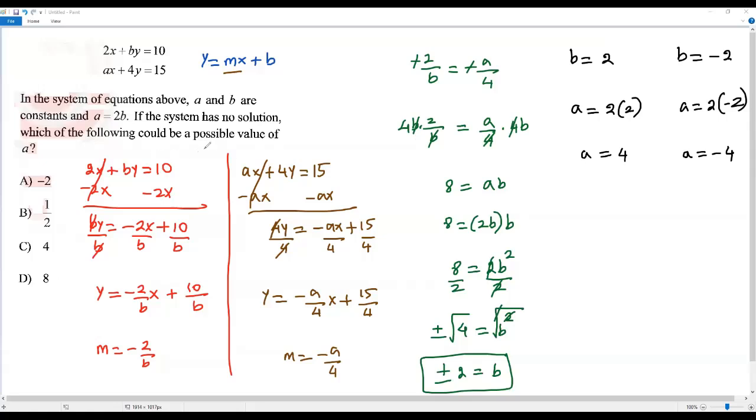But the question asks us to find a possible value of a. So when I look at all the four options, I find the value 4 in option C. So the correct answer choice for this question is option C.